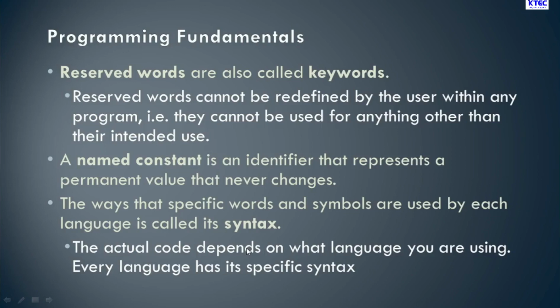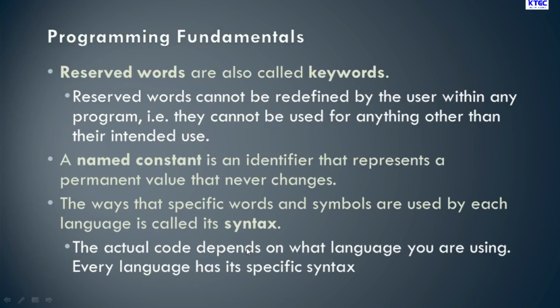So, a named constant is an identifier that represents a permanent value that never changes. Now, when we declare a name as a constant, it means that name can never be changed again, or we wouldn't want anyone to change it. For that matter, we declare it as a constant. Whenever an object or a name is declared in a program as constant, it means it shouldn't stand any change. It should be the way it is.